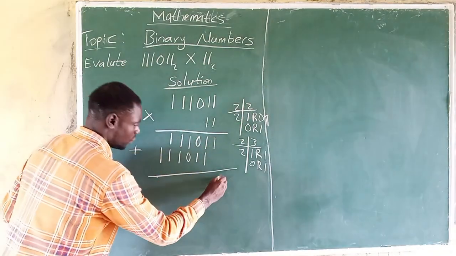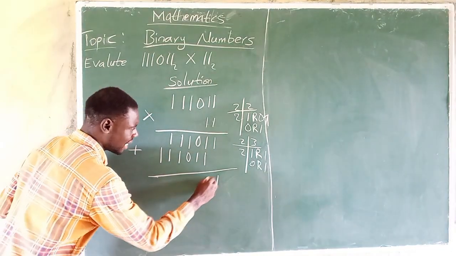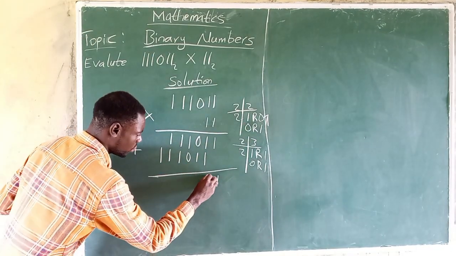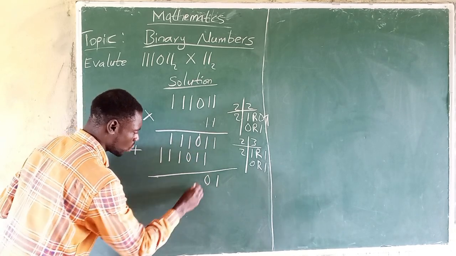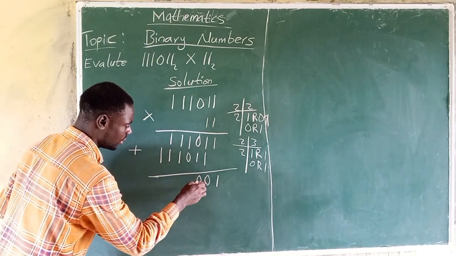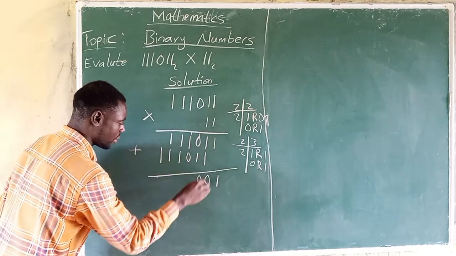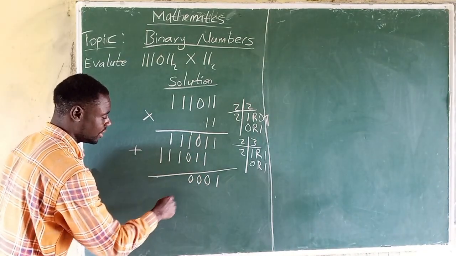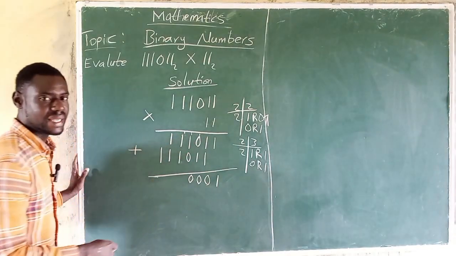Now, you bring down that 1. 1 plus 0 is 1. 1 plus 1, I told you, is 10. I've already done it there. You take down 0, carry 1. This 1 plus this 1 gives you 10. You take down 0, carry 1. This 1 plus 1 is 10, plus 0 is 10. You take down 0, carry 1. Now, 1 plus 1 plus 1 is 11.